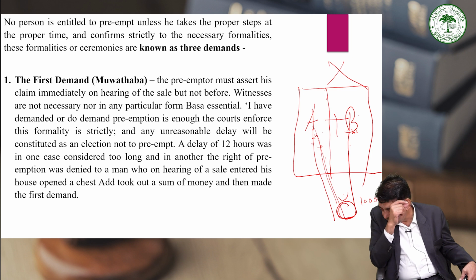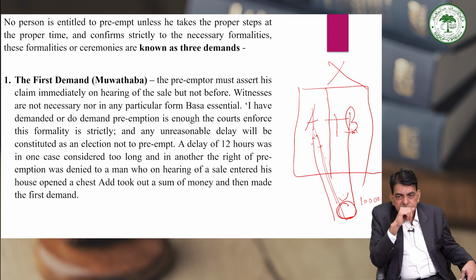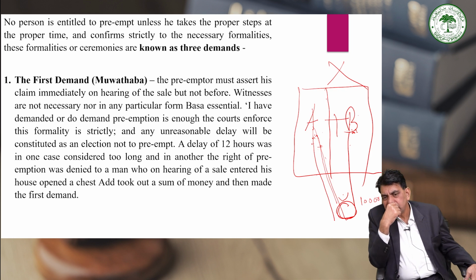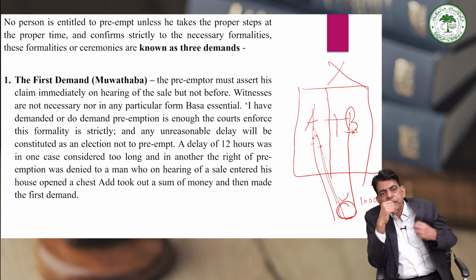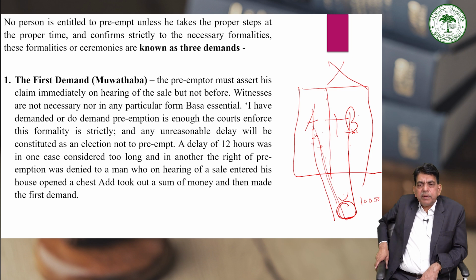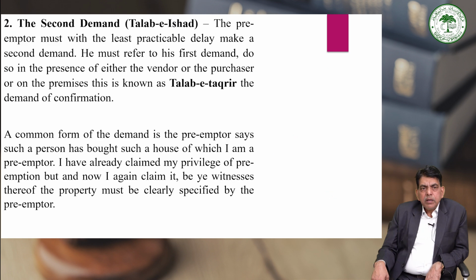If after receiving the information he waits for some time, or he is lethargic and does not respond to it, then this will be unnecessary delay, and on this ground he will lose the right of preemption. Therefore, the first demand for claiming the property back in the exercise of the right of preemption should be made without any further delay, and this is called the first demand. Then he should make the second demand, Talab-e-Ishhad, as it is called.